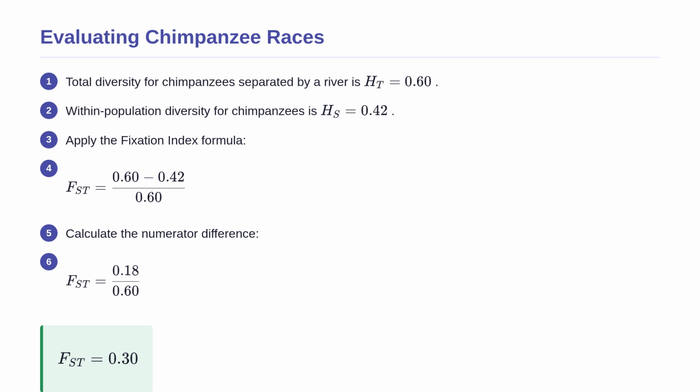We subtract 0.42 from 0.60, which gives us a numerator of 0.18. We then divide this difference by the total diversity of 0.60. This yields a final answer of 0.30. Physically, this tells us that 30% of their genetic variation is caused by the populations being separated by the river, which is acting as a massive barrier to reproduction.